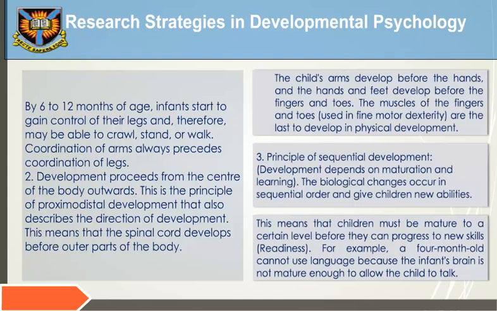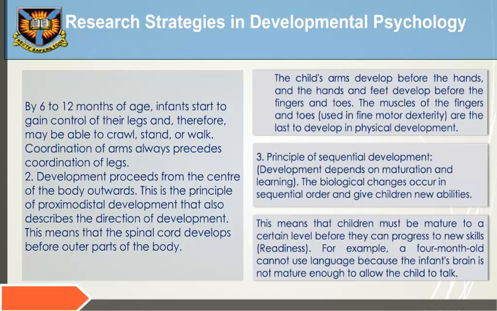3. Principle of sequential development. Development depends on maturation and learning. The biological changes occur in sequential order and give children new abilities. This means that children must be mature to a certain level before they can progress to new skills, readiness.